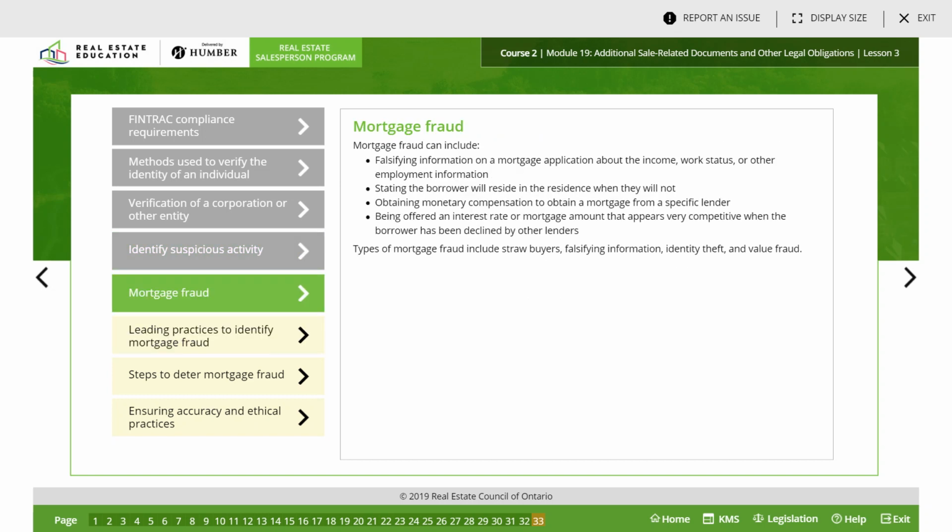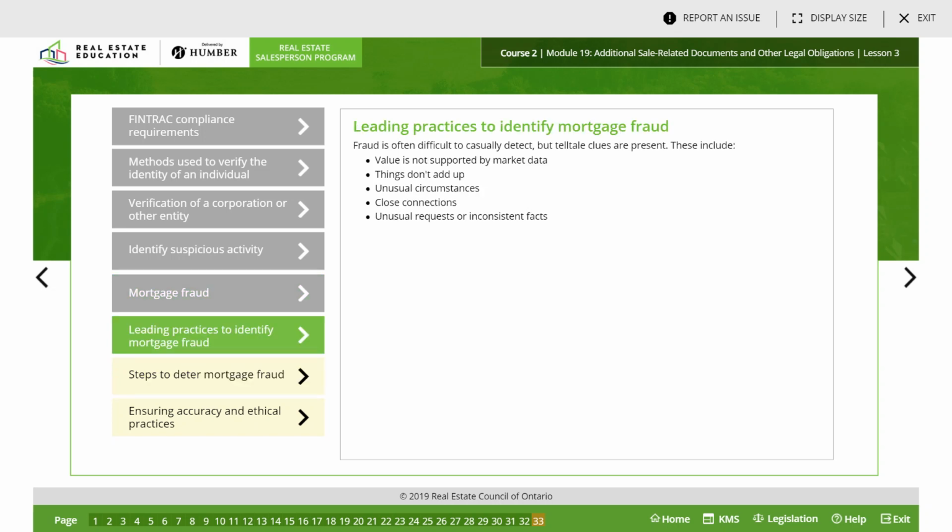Mortgage fraud. Mortgage fraud can include falsifying information on a mortgage application about the income, work status, or other employment information. Stating the borrower will reside in the residence when they will not. Obtaining monetary compensation to obtain a mortgage for a specific lender. Being offered an interest rate or mortgage amount that appears very competitive when the borrower has been declined by other lenders. Types of mortgage fraud include straw buyers, falsifying information, identity theft, and value fraud.